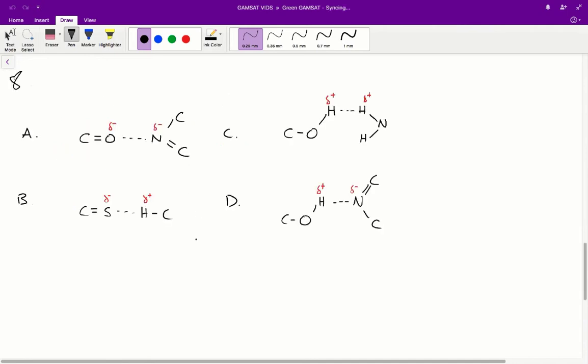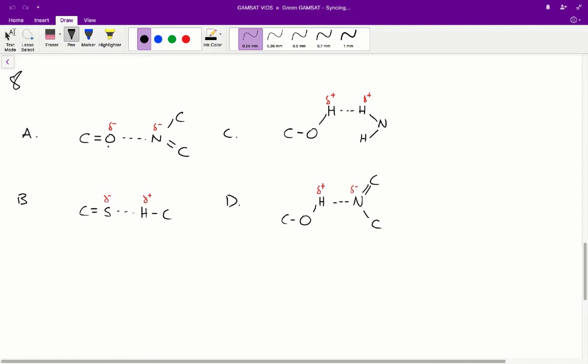Question 8. Of the following, the attractive interaction between atoms of two molecules that are the same distance apart would be strongest in. So again, we have this dipole-dipole bond being formed. So what we need to do is figure out the delta negative and delta positive values for each of the atoms in the dipole-dipole bond.